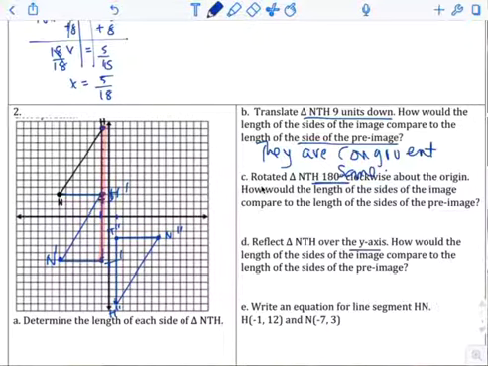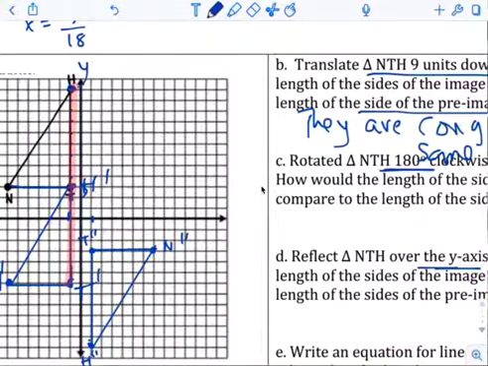Reflect over the y-axis. Here's the y, reflect, counting over. Oh, I hope you guys remember this. H here, H triple prime, T here, triple prime, means this is your third image, and then N, 6 over this way. There we go.